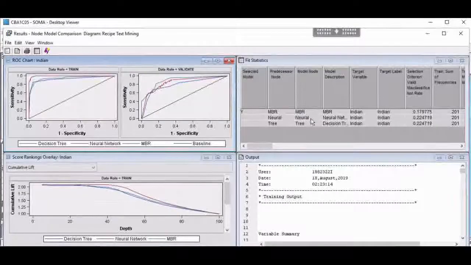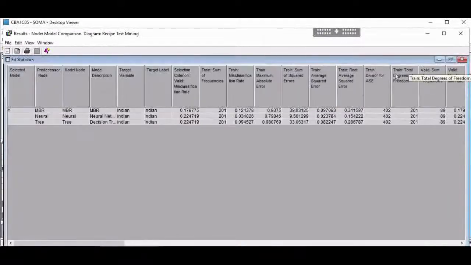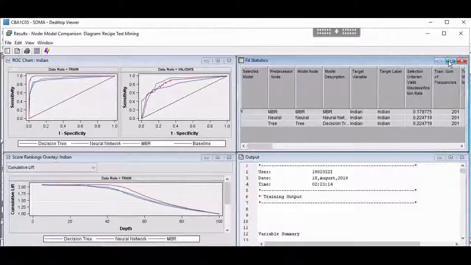Here is the result of the model comparison. The first column of the fit statistics table, entitled Selected Model, indicates the best fit model, Y equals yes, selected automatically by SAS Enterprise Miner. The best model is MBR, with the lowest misclassification rate as the selection criterion.